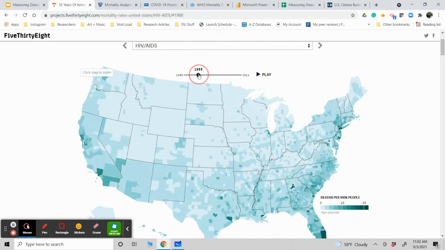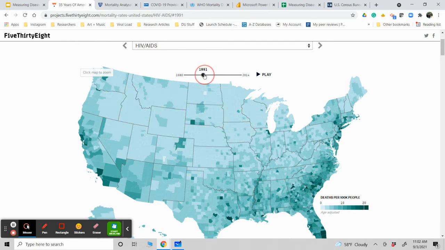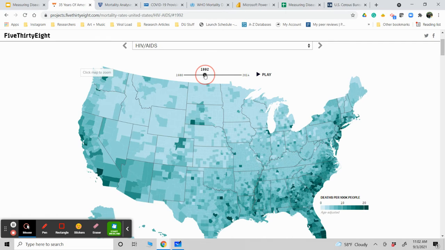But look what happens when we get into the 1990s. The risk of deaths from HIV starts to peak in the US. And it's quite widespread across many parts of the country, suggesting that this disease has found its way into all corners of the country, and the risk of death is higher in some places compared to others.